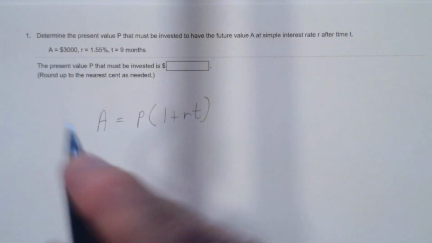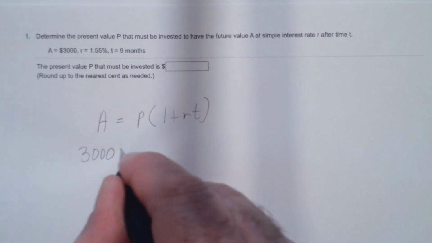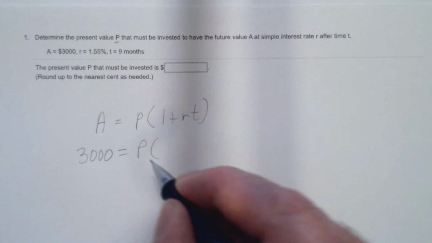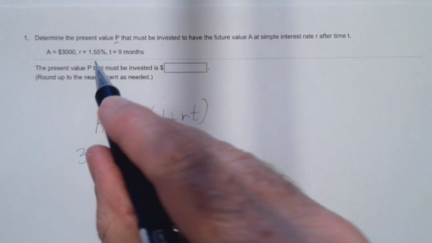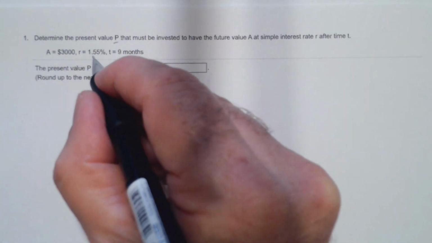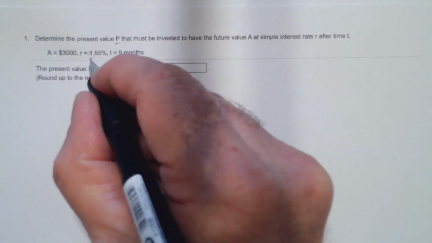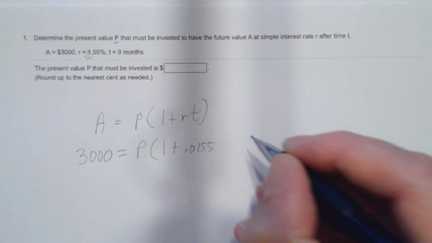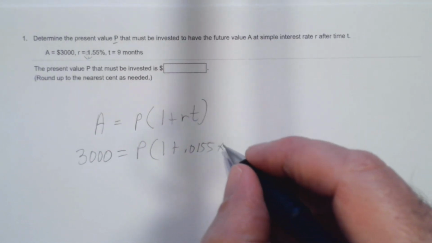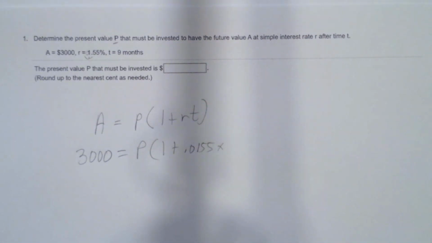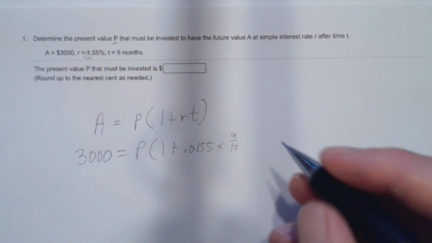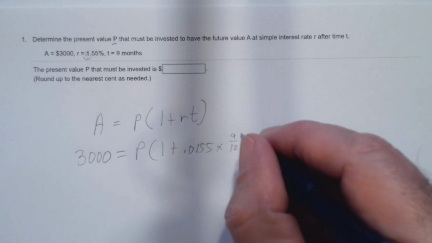So we have A is equal to P times 1 plus RT. And in this problem, A is 3,000. We have to find P. Remember, that's what we're looking for. And then the interest rate is 1.55%. You'll have to move the decimal 2 places left. So it'll be 0.0155 times T. Now 9 months, your time should be in years. So you could write this as 9 out of 12 months. That's the number of years. It's basically 9/12 of a year.